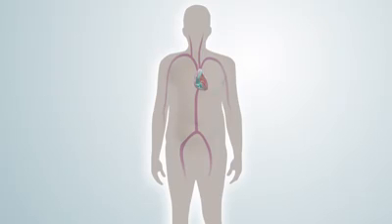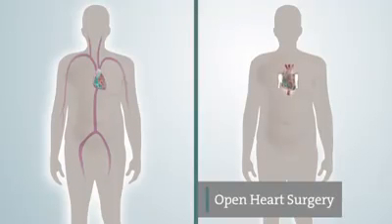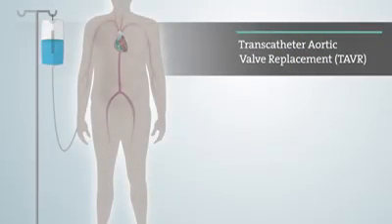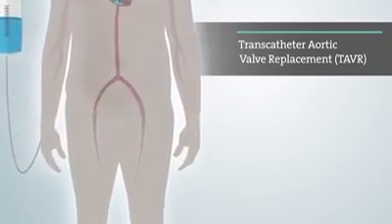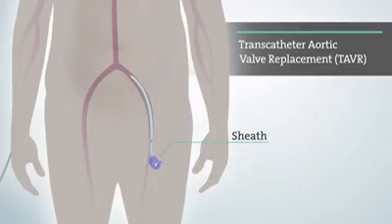The only effective treatment for severe aortic stenosis is to have your aortic valve replaced. Today there are 2 options for replacement: open heart surgery or less invasive transcatheter aortic valve replacement, also known as TAVR. During the TAVR procedure, you may be placed under anesthesia. Once under anesthesia, a small incision will be made in your leg, where your doctor will insert a short hollow tube called a sheath into your femoral artery.